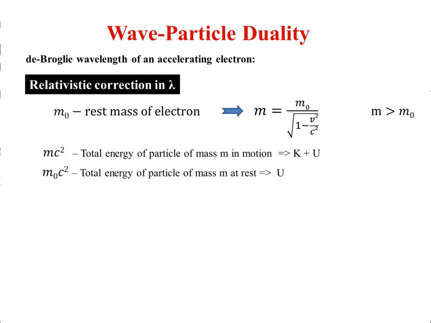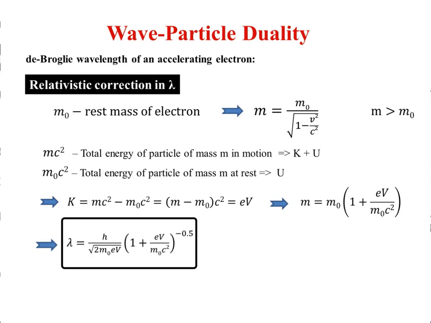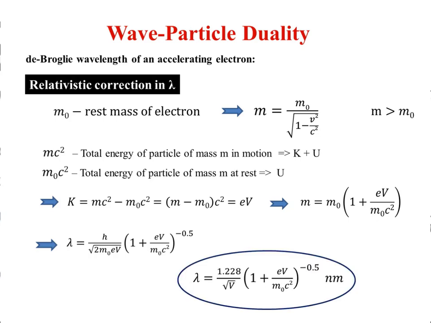So the difference between these two can give the kinetic energy like this, and this formula can give the expression of mass m in terms of v, e and m naught like this. So all we need to do now is to put this expression in the formula for de Broglie wavelength, and it comes out to be this. Now if you put the values of h, e and m naught, then we get the corrected formula for de Broglie wavelength of an accelerating electron in potential V.